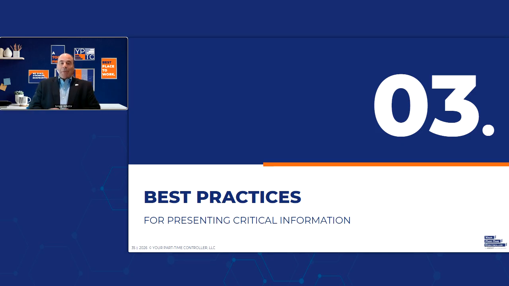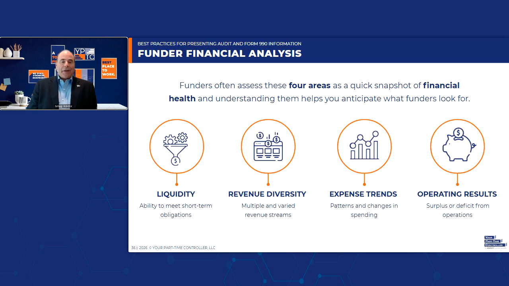All right, we're going to wrap up some best practices for providing information on the audit and Form 990. And there's really 4 areas that we're going to look at: liquidity, revenue diversification, expense trends, and operating results.